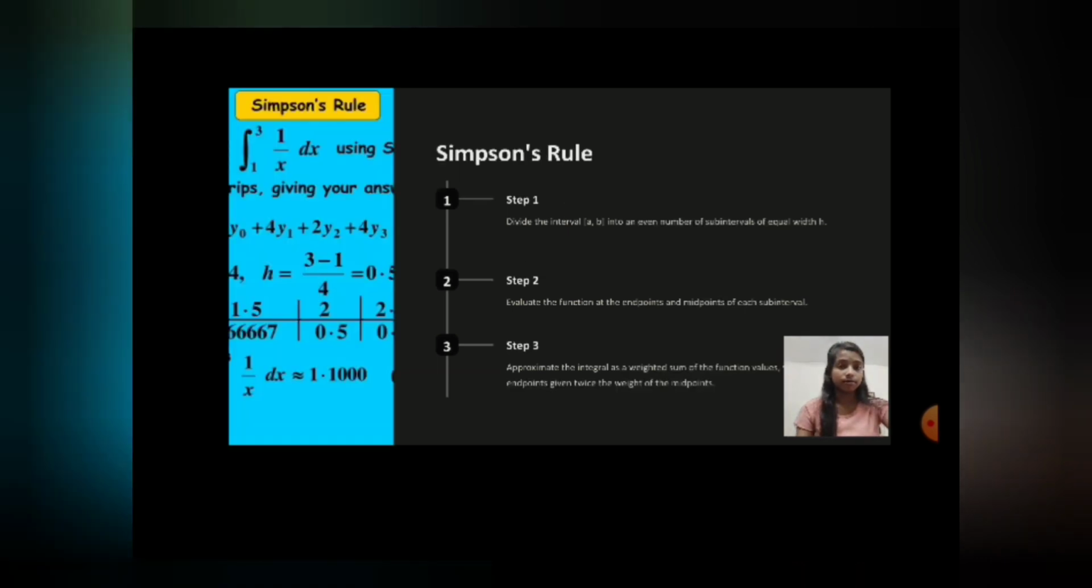Simpson's rule. Step 1: divide the interval [a, b] into an even number of subintervals of equal width. Step 2: evaluate the function at the endpoints and midpoints of each subinterval. Step 3: approximate the integral as a weighted sum of the function values, with the endpoints given weights different from the midpoints.